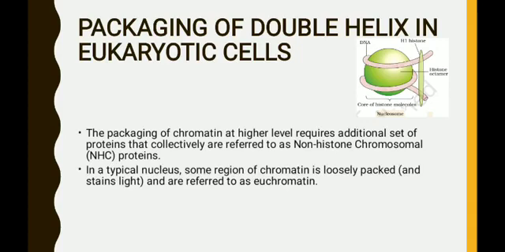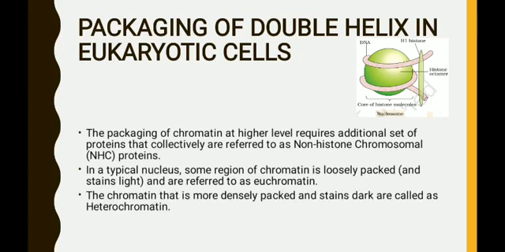In a typical nucleus, some regions of chromatin, the thread-like structure, are loosely packed, loosely coiled, and that appears light in color while staining. That loosely packed region of chromatin is called euchromatin. So euchromatin is a region with loosely coiled structure, and the chromatin that is more densely packed, very tightly coiled, and stains dark is called heterochromatin. So these two terms are very important. Heterochromatin was asked once in the final exam.